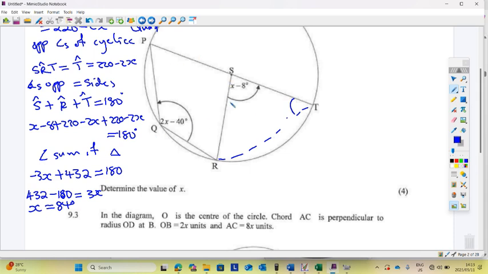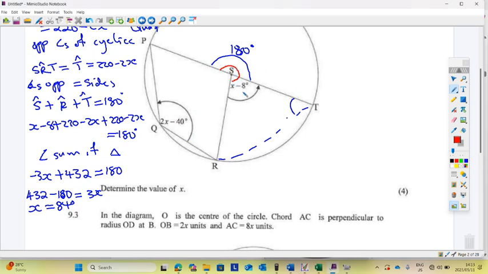Another way, which probably is shorter, you should notice that this is a straight line. So we have a straight angle here, which is 180 degrees. So we have the angle at the circumference and this angle at the center here. This is the angle at the center there.